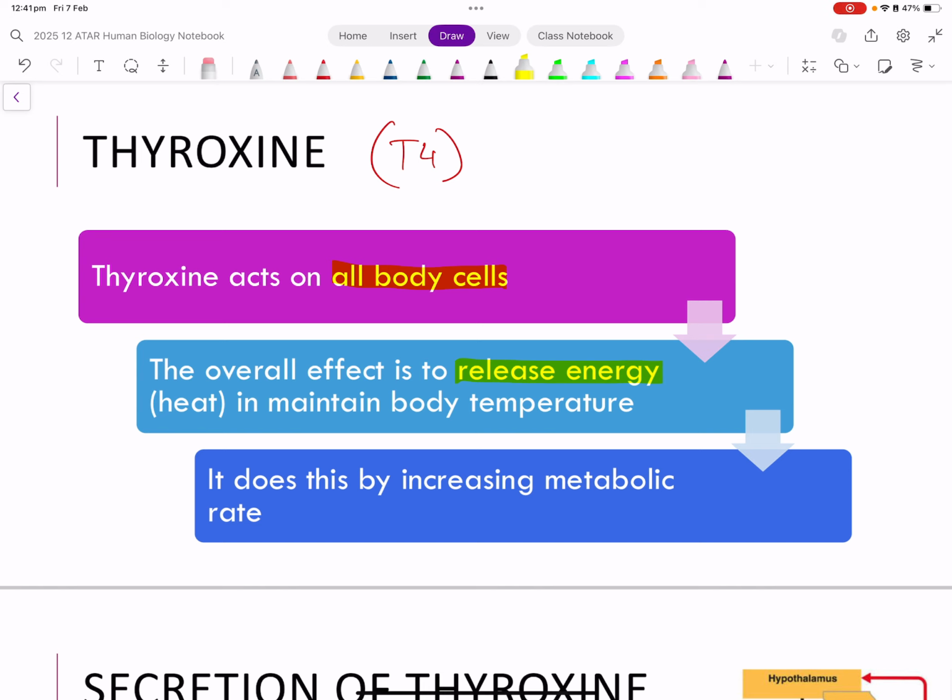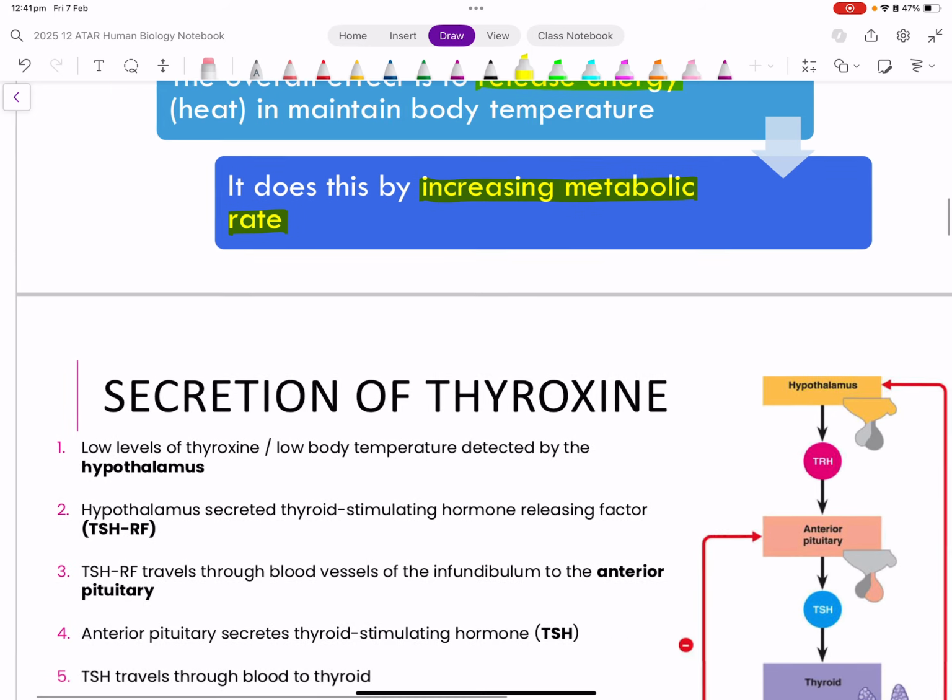So we know heat is released constantly as a part of the process of cellular respiration, where glucose and oxygen are mixed together and used to create a new compound called ADP or ATP. Now, how this works again is it releases this energy by increasing the rate at which cellular respiration occurs.